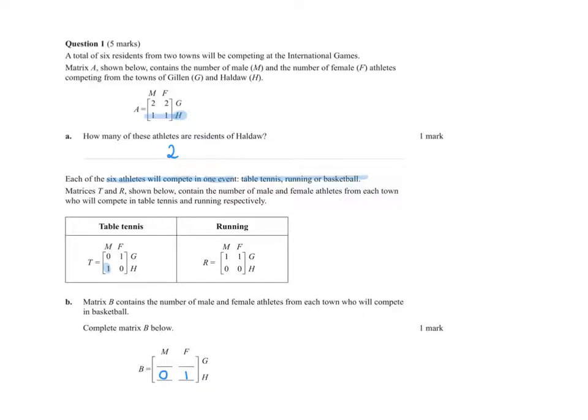Now, if I look in G, there's 2 males for the town of G, and none of them are playing table tennis. 1 is running, so I must have another 1 playing basketball. And the last thing, if I look at the females for G, I've got 2, and there's 1 playing table tennis, 1 playing running, so there's none left to play basketball. So there is our matrix.